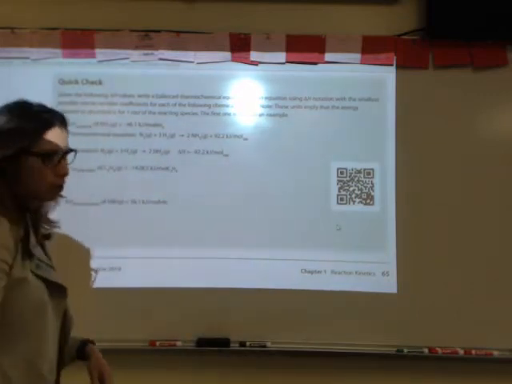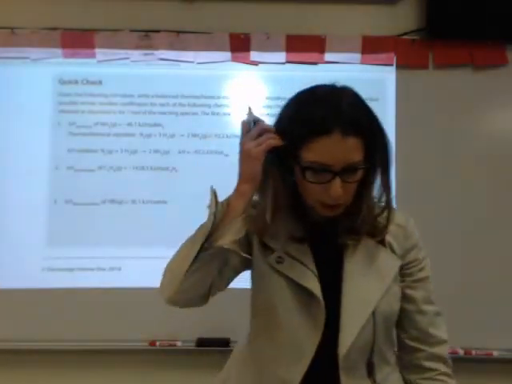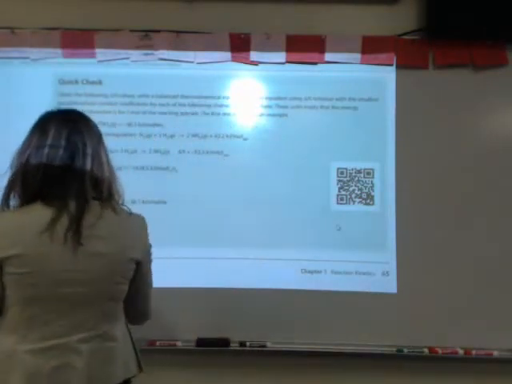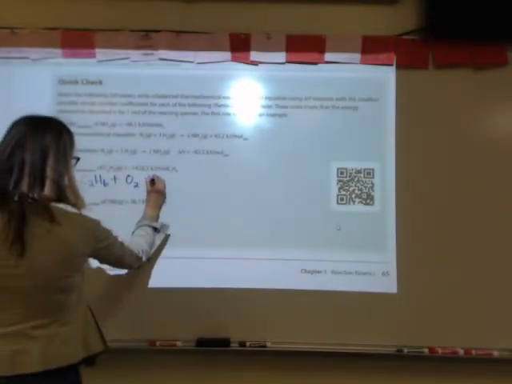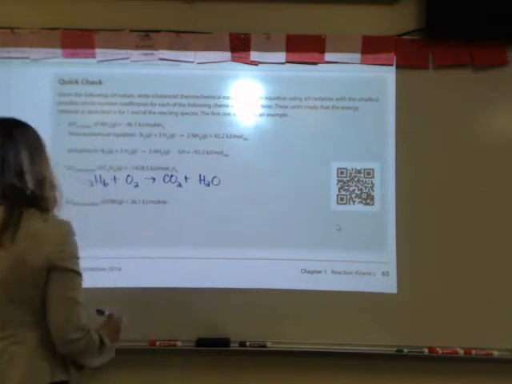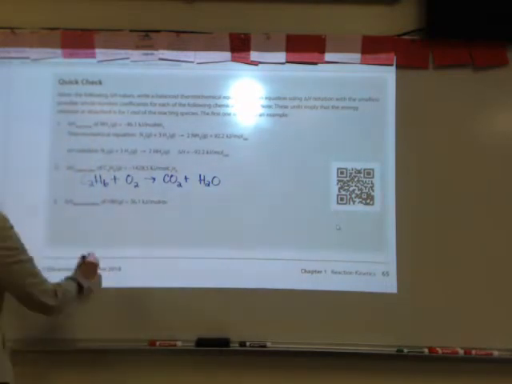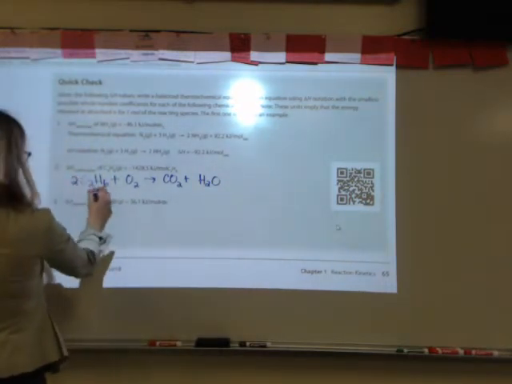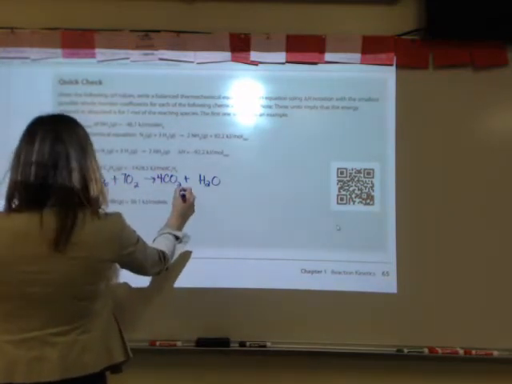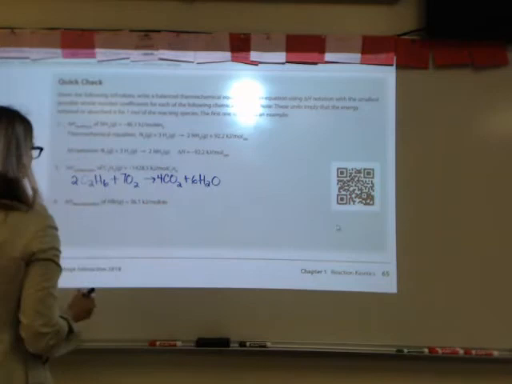Now, we're going to take a look at number 2. Number 2 says we're looking at the combustion of C2H6. So what you're going to do is you have your C2H6. Combustion means it's reacting with oxygen. You're producing carbon dioxide and water. If we were to balance this, we would end up with a 2 in front of C2H6, a 7 in front of O2, a 4 in front of CO2, and a 6 in front of H2O.